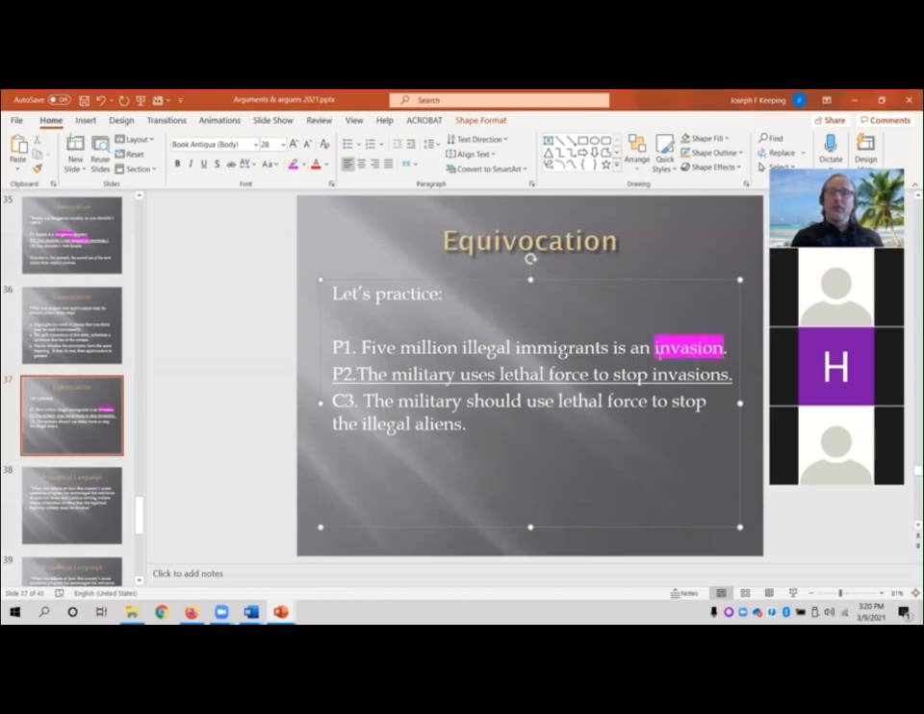5 million illegal immigrants is an invasion. The military uses lethal force to stop invasions. One way of telling that this is the term we have to check is because this is the term that connects the first premise to the second premise. You can see that the fact that it occurs in both of them is what makes the connection. If there wasn't equivocation, then the argument would be fine. But if the meaning in these two instances of the word invasion were different, then the conclusion wouldn't follow.